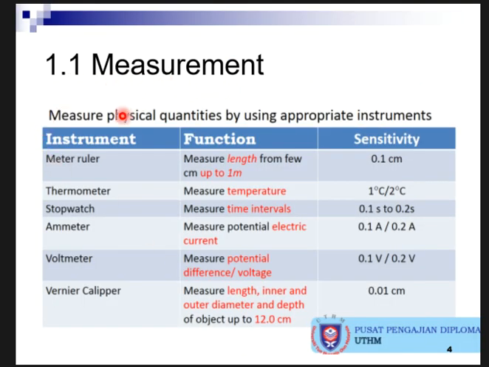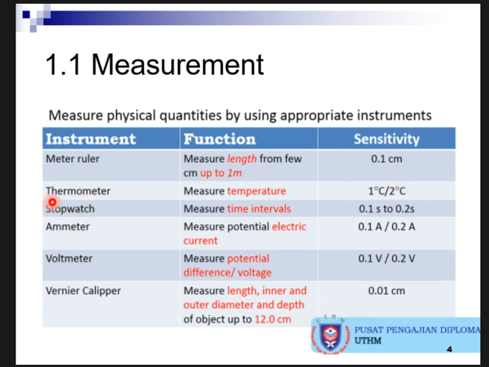1.1 Measurements. Measure physical quantities by using proper instruments. For example, the meter ruler measures length from a few cm to 1 meter. The sensitivity is 0.1 cm. Here, sensitivity is the plus minus of the instrument. Plus minus doesn't mean that the instrument has an error.